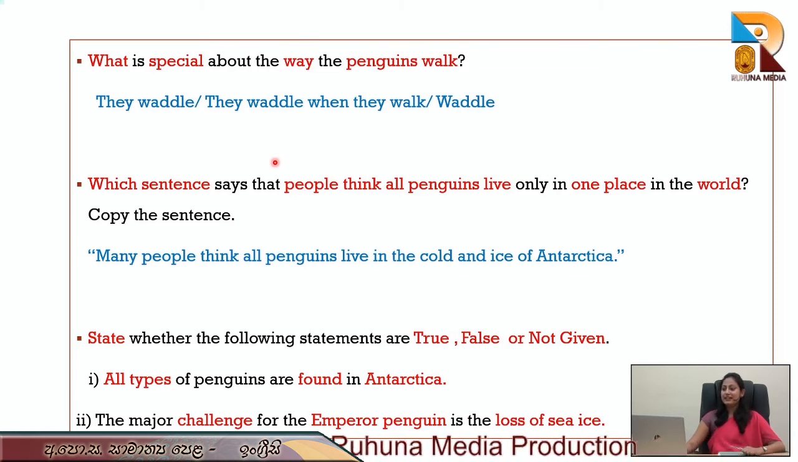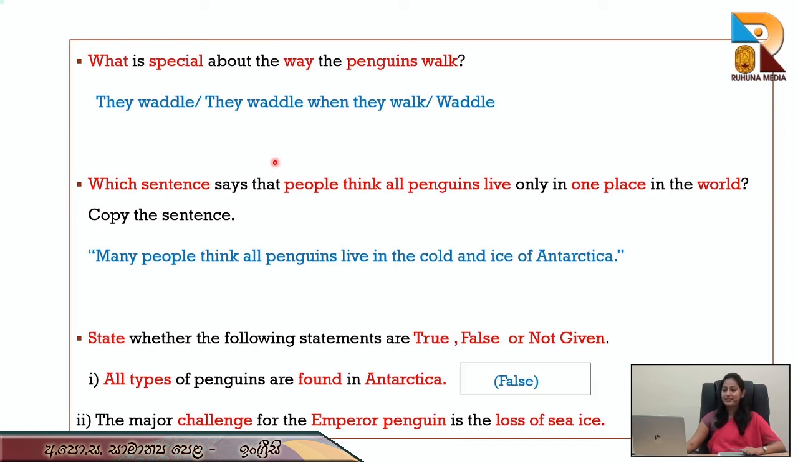The next one, state whether the following statements are true, false, or not given. The first one, all types of penguins are found in Antarctica. The answer is false because all types of penguins can be found in different areas. I hope you have read it and understood. The next one, the major challenge for the emperor penguin is the loss of sea ice. Not given. Here we are not talking about the emperor penguin.